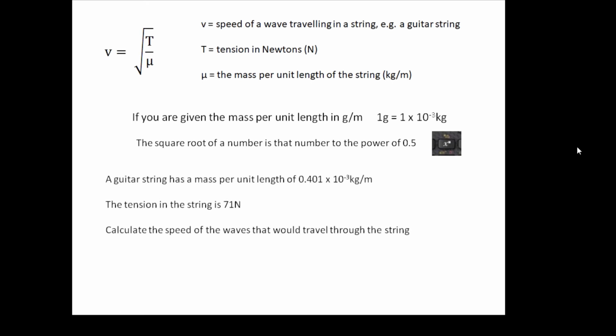Let's do this one together. A guitar string has a mass per unit length of 0.401 times 10 to the minus 3 kilograms per meter. The tension in the string is 71 newtons. Calculate the speed of the wave. So I don't need to worry about the mass. It's given me it in kilograms per meter, so I don't need to change it. So I just bung in the numbers, get the square root, and the answer I get is 421 meters per second.